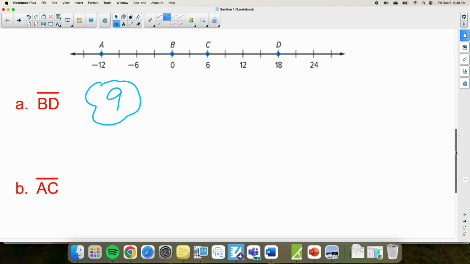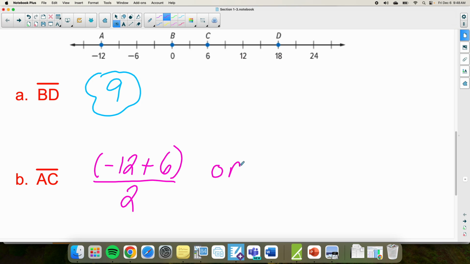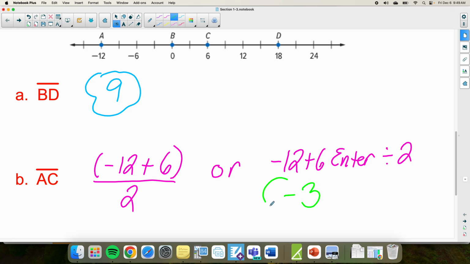The next one is A and C. So again, if you're doing your parentheses, you'd go parentheses, -12 plus C, which is 6, parenthesis, divided by 2. And I don't want you to just type that into your calculator. I also want you to write it out like that. Or you could do -12 plus 6, enter, and then divide by 2. Do you get a -3 when you do that? Yeah. Okay. So, -3 is your answer.